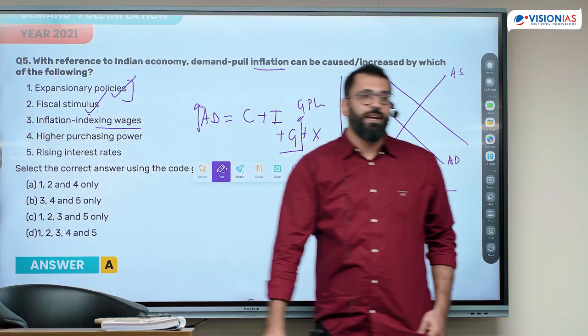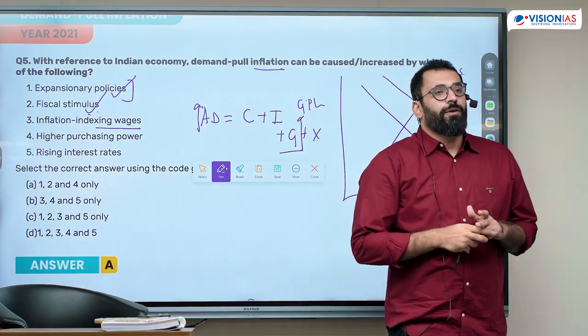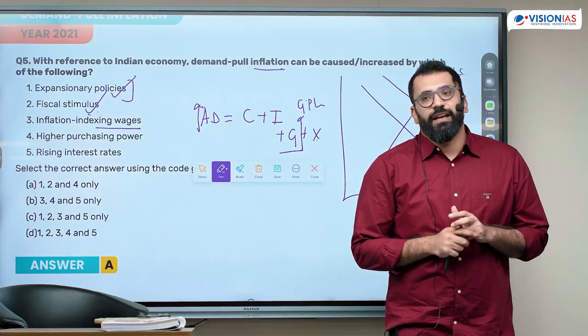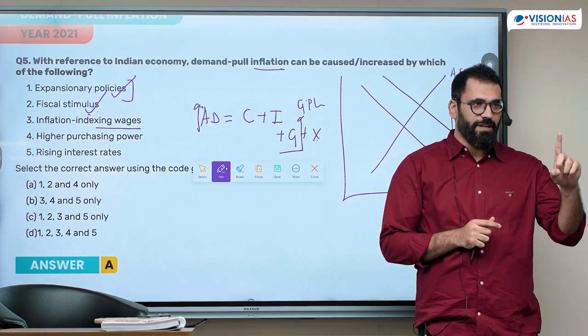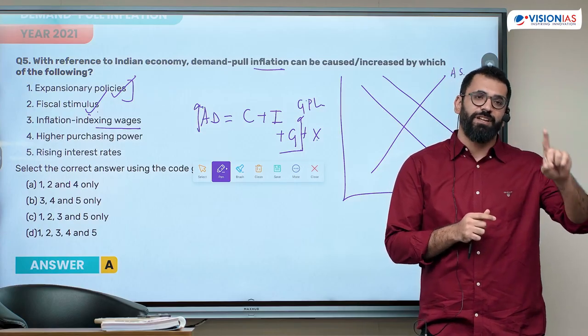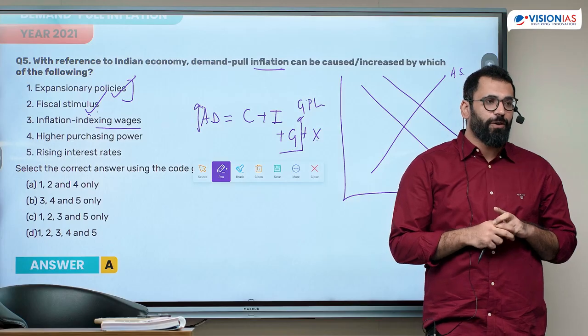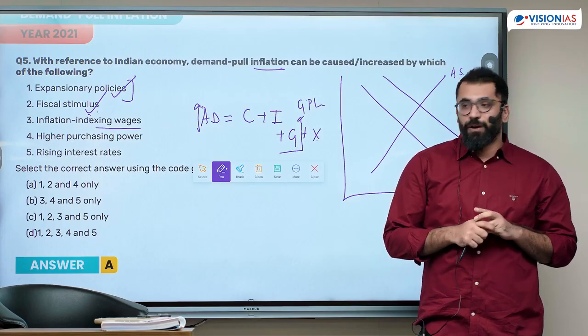Inflation indexing wages. What do you mean by inflation indexing wages? That wages are increasing as linked to what the inflation is. If inflation happened 5%, wage also increased by 5%. Will it lead to more demand? How?